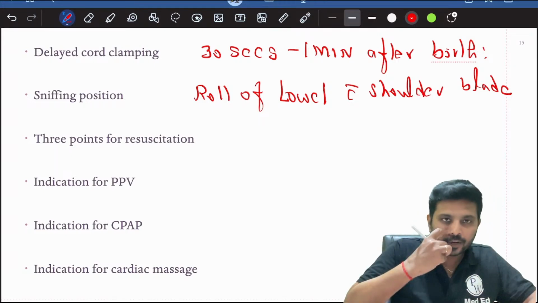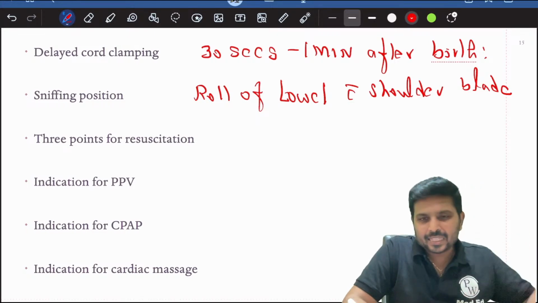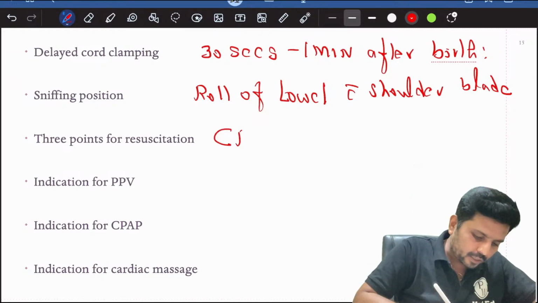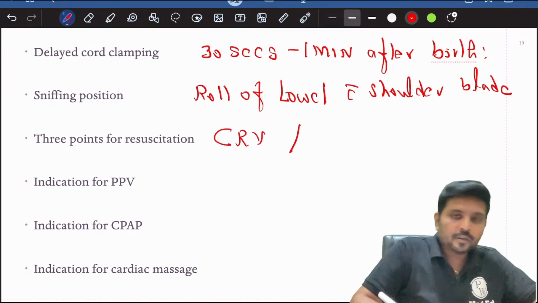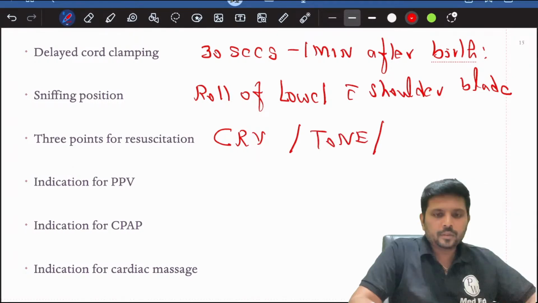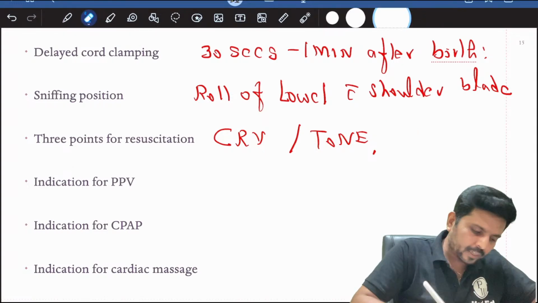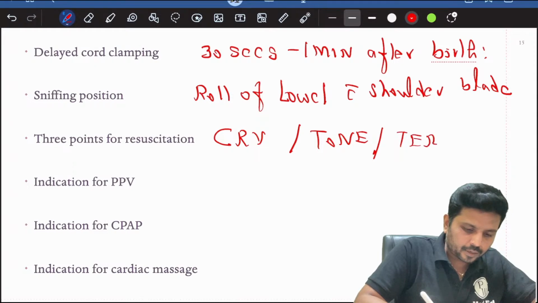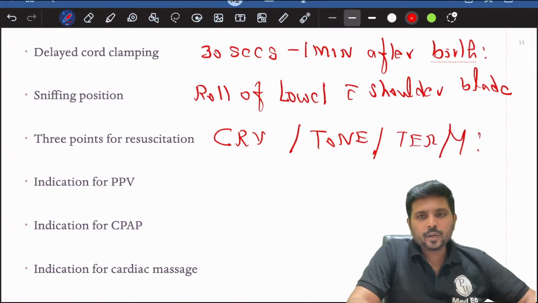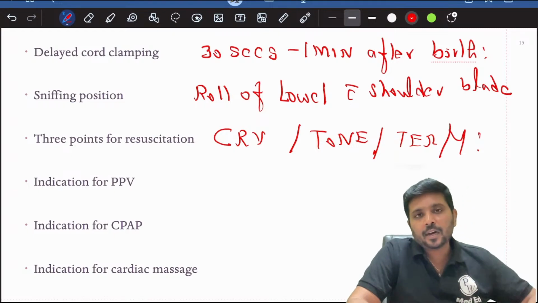What are the 3 things that you need to consider for resuscitation? One is cry, second one is tone, third one is term or preterm. So cry, tone, and term or preterm are the 3 points that should be considered. You will not consider color and you will not consider Apgar for starting neonatal resuscitation.